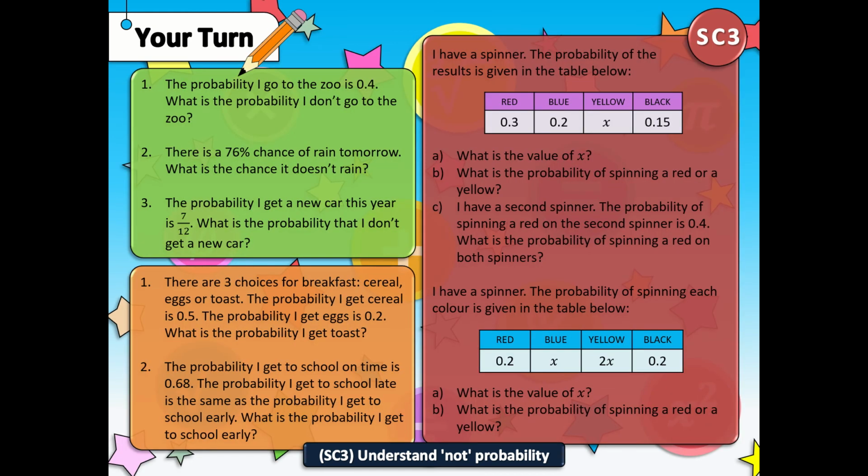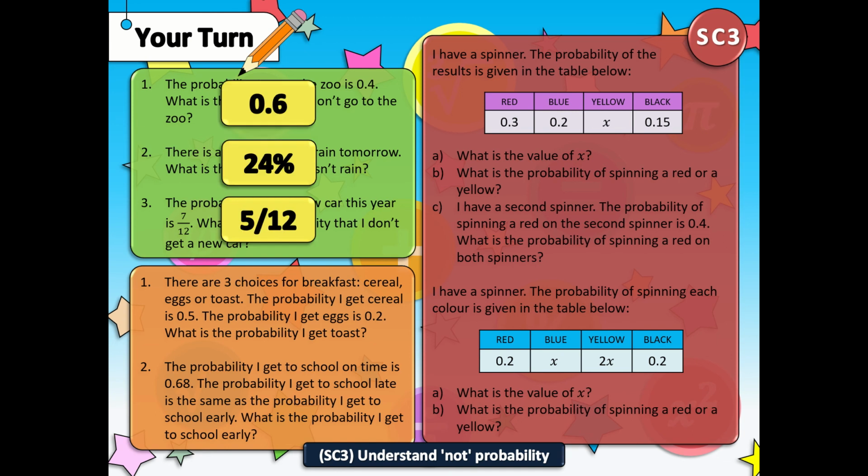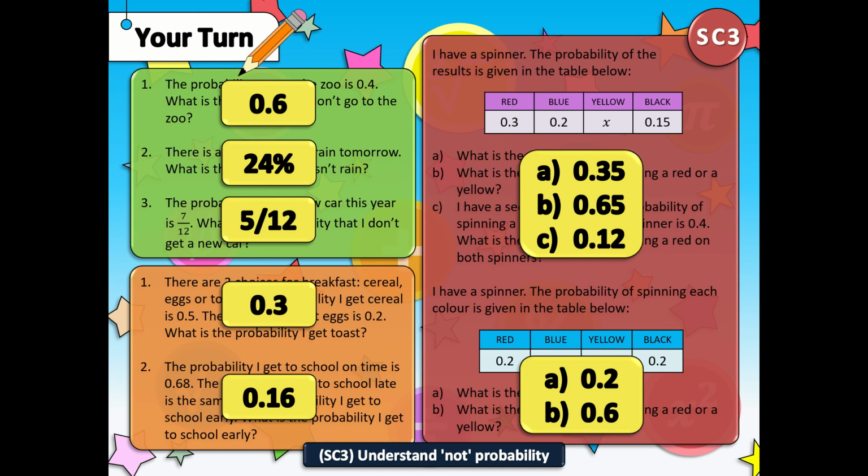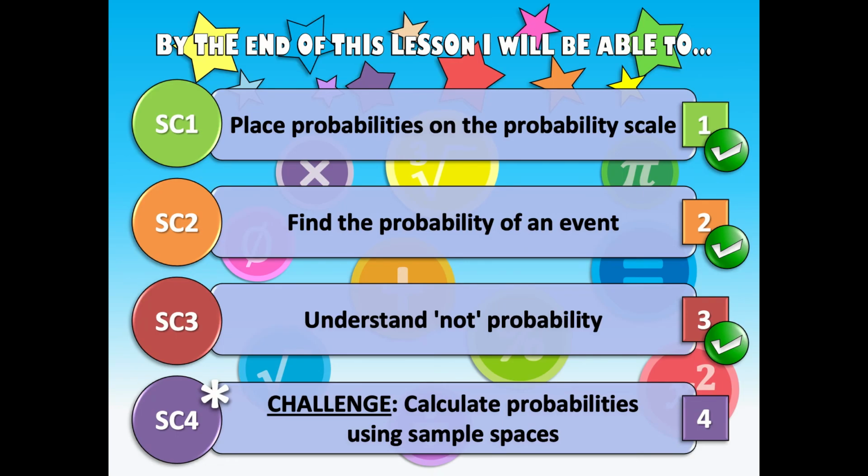Here's some questions for you to have a go at. Pause the video, and when you're ready to mark your work, press play. Here are your answers. There's your green answers. There's your amber answers. And there's your red answers.